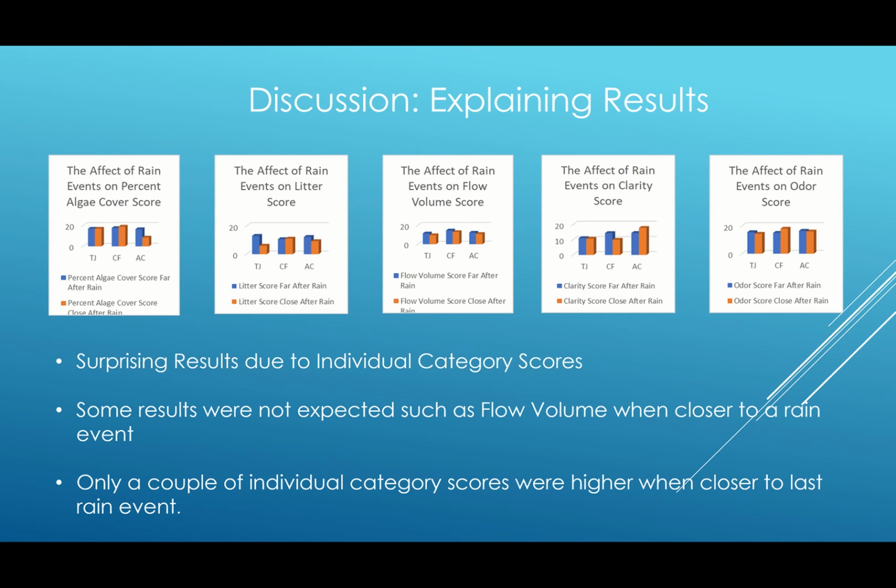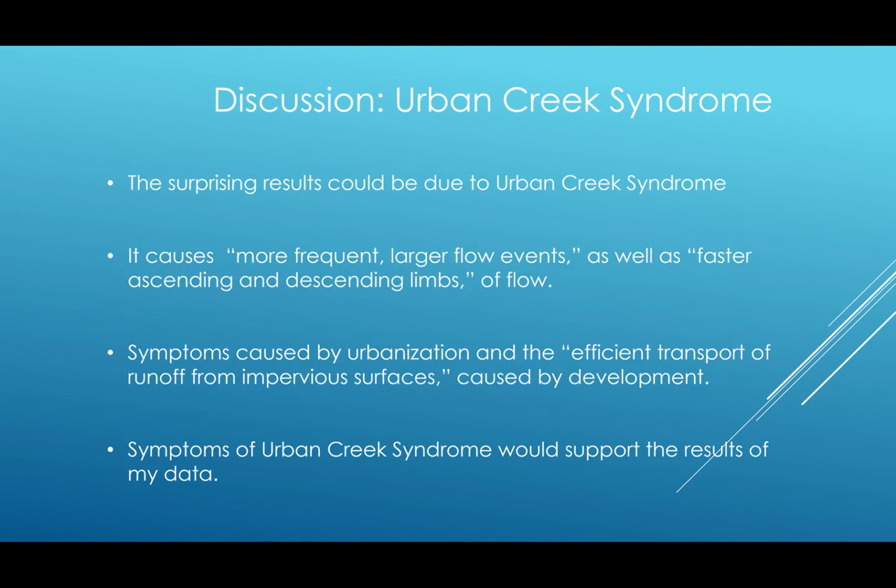So it kind of is trying to get into, and I wanted to start to explain with other research data that I found why this occurred. Because the only ones that were really higher, you can see in a few of these spots, is the rain events on the odor score in CF. You can see it in AC with the effect on clarity and the effect of the percent algae cover score in CF as well. But other than that, all of the scores were lower whenever it was closer in proximity after rain, which I found kind of surprising in terms of how the scores are taken.